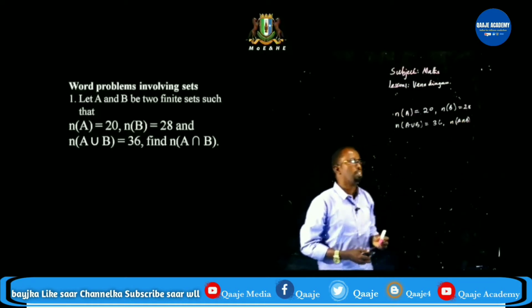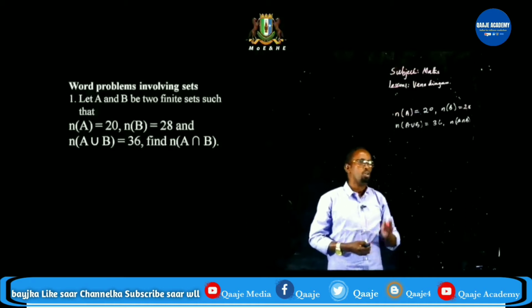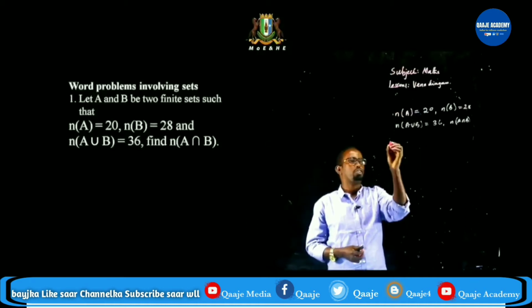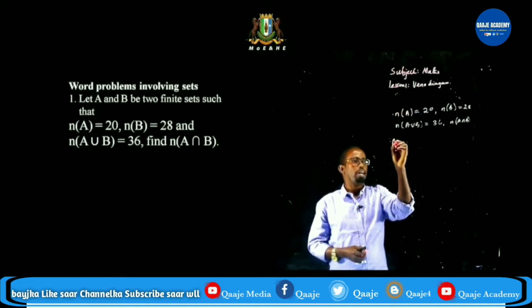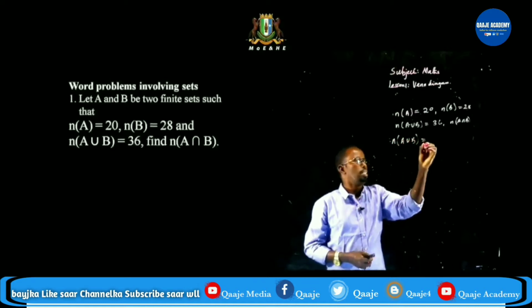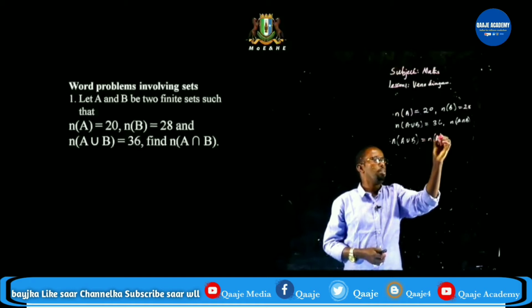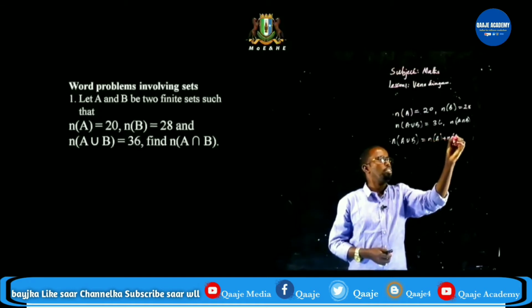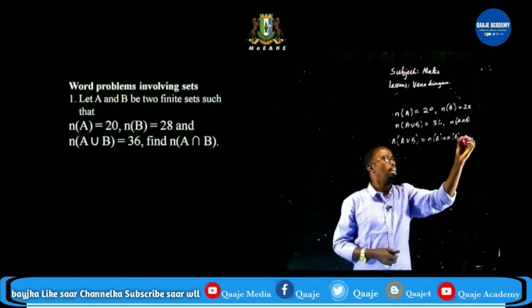There are two different ways of answering this question. One way is you write the general formula. You say N of A union B is equal to number of elements in A plus number of elements in B minus number of elements in A intersection B.